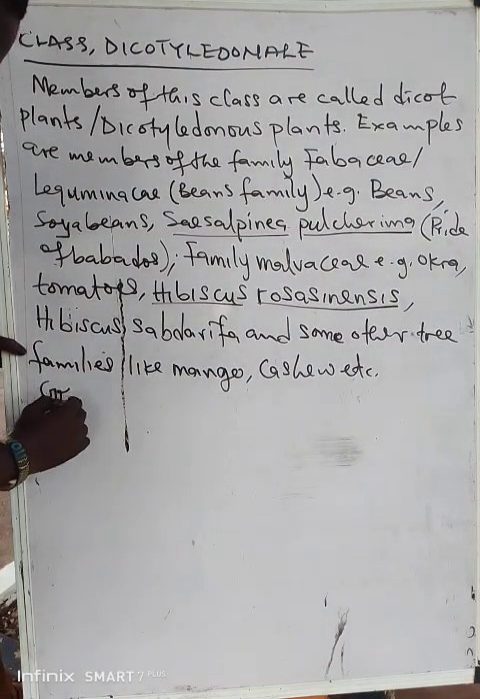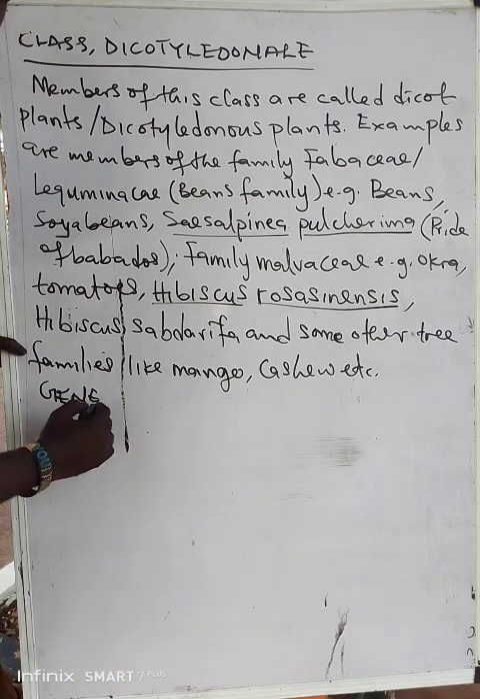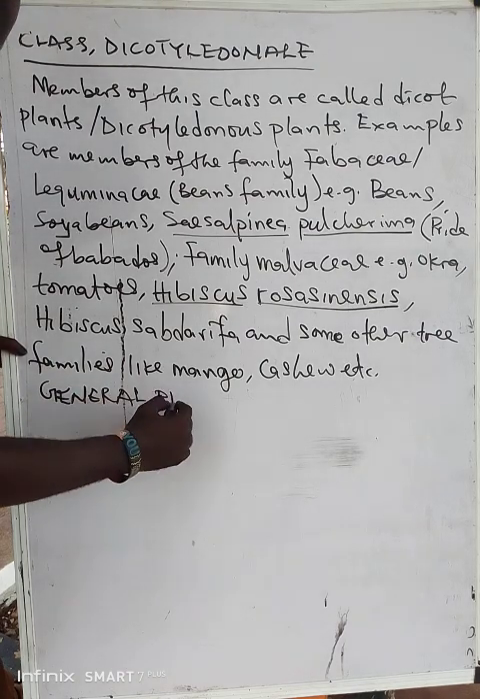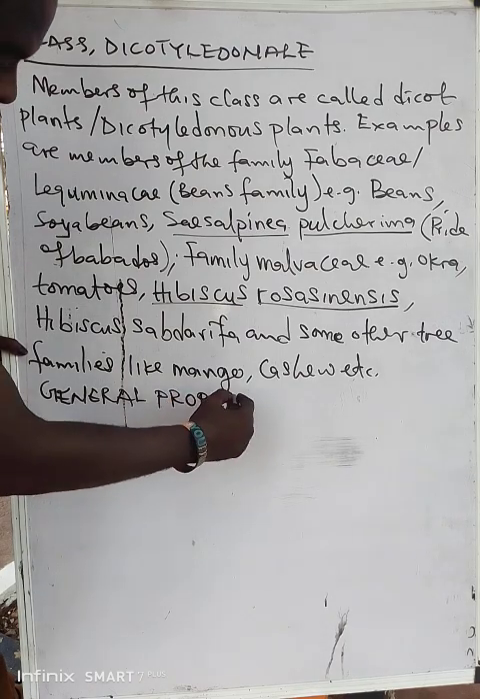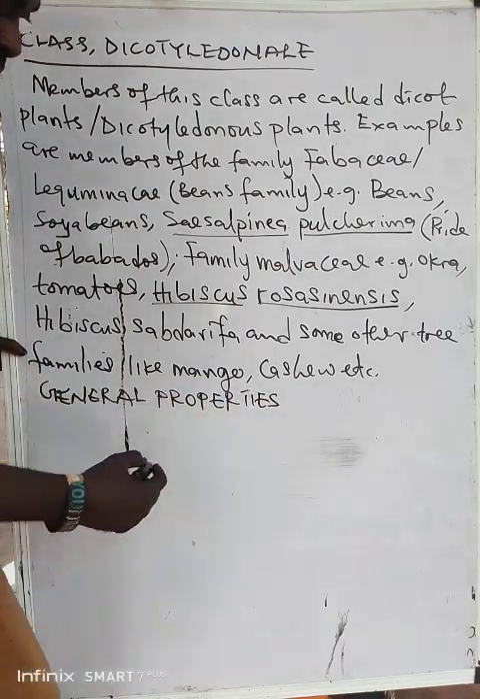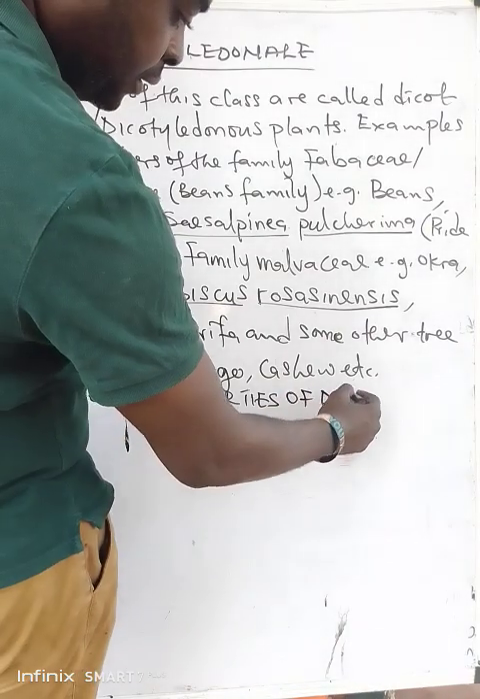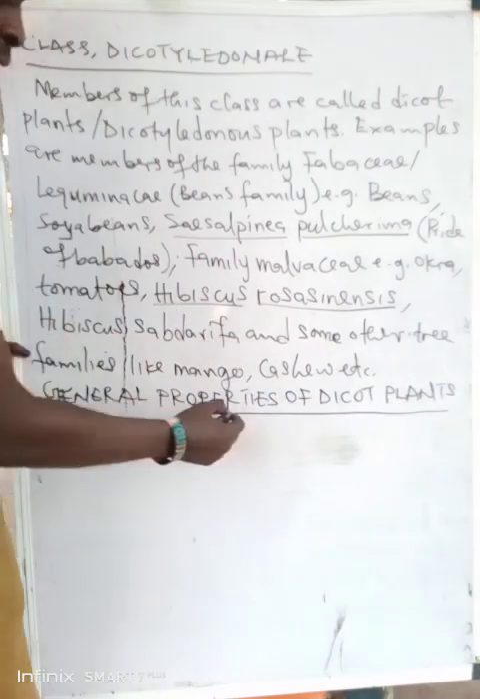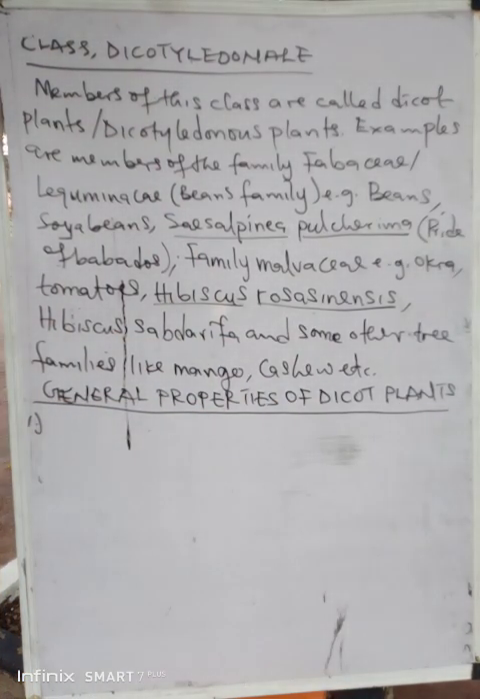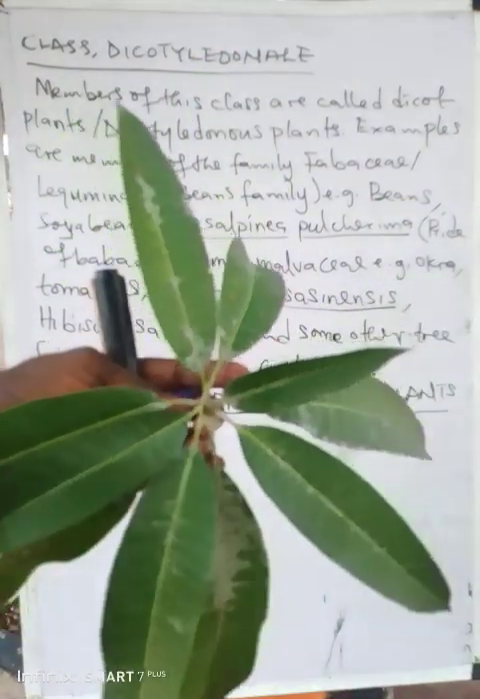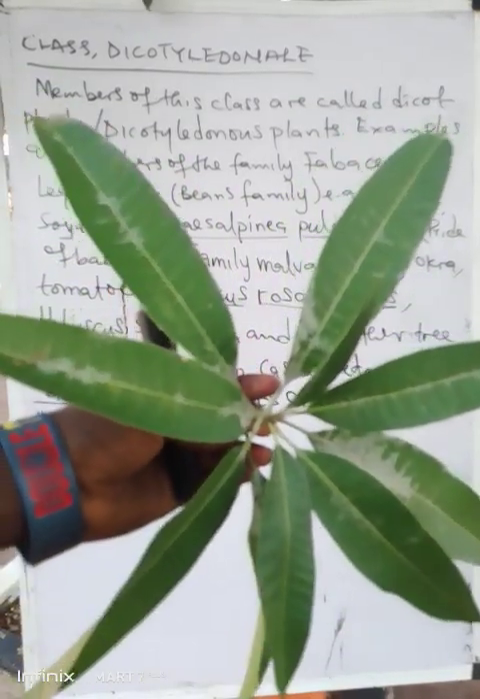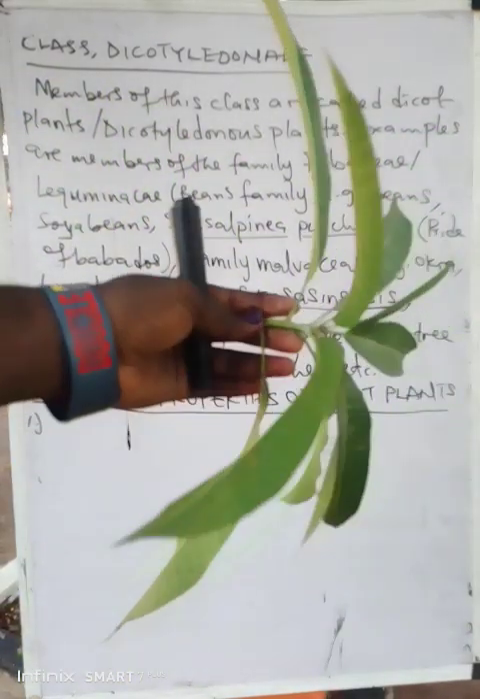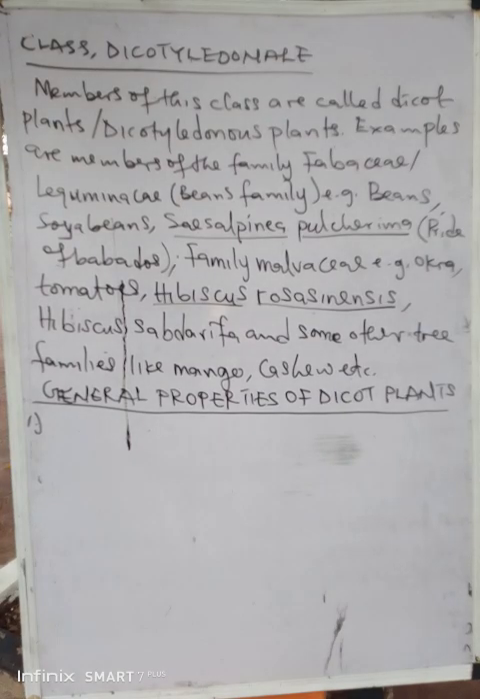General properties of dicot plants. Number one, look at this mango leaf we have here. Can you see it? The leaf. They have broad leaves. The leaves are broad, unlike the grass we showed the other time, which is a monocot. So they have broad leaves.